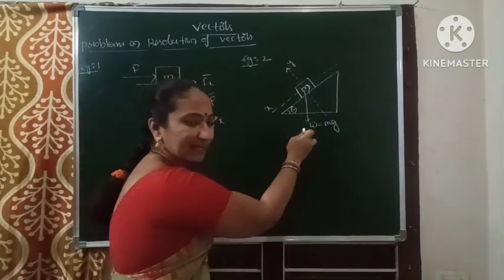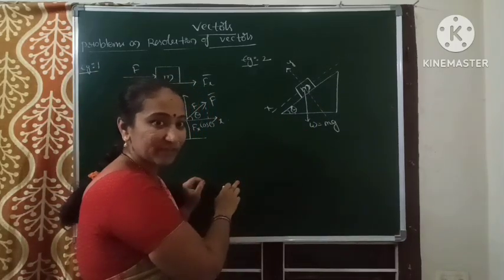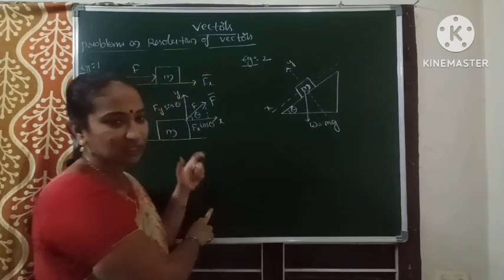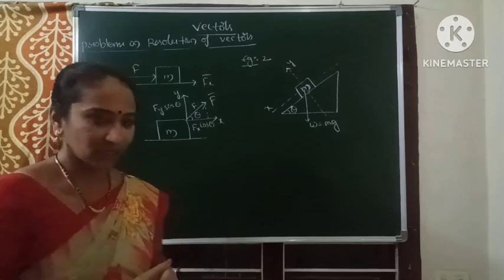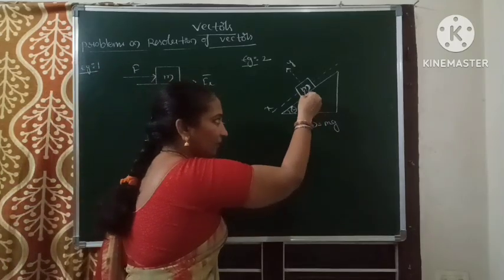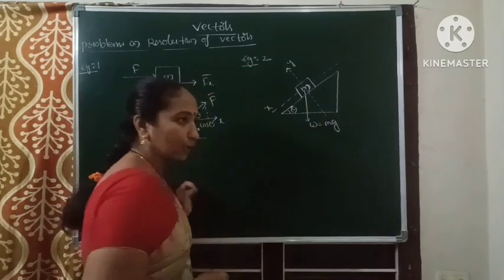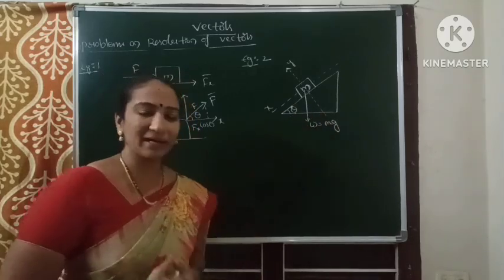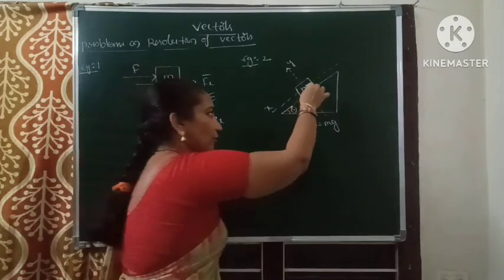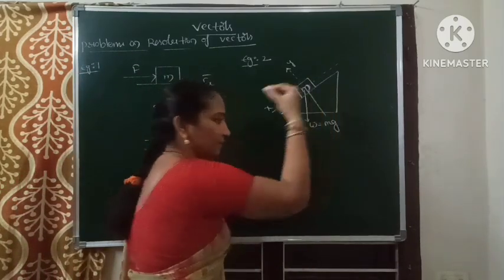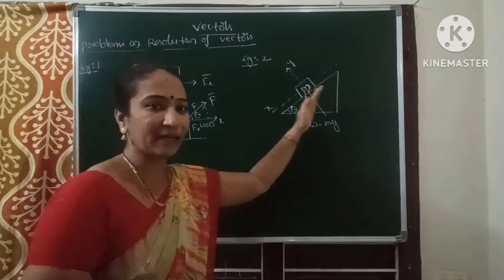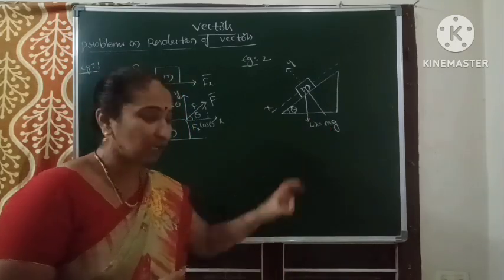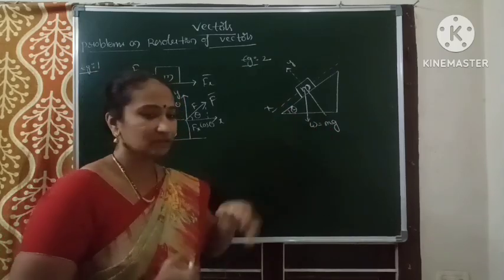To resolve the components, first of all we have to locate where theta comes. If we locate it, we can easily calculate cos theta and sin theta. This line acts as a normal for the horizontal line. At the same time, this y-axis acts as a normal for the inclined line. These two simply act as normals. For what? One is horizontal and one is inclined.